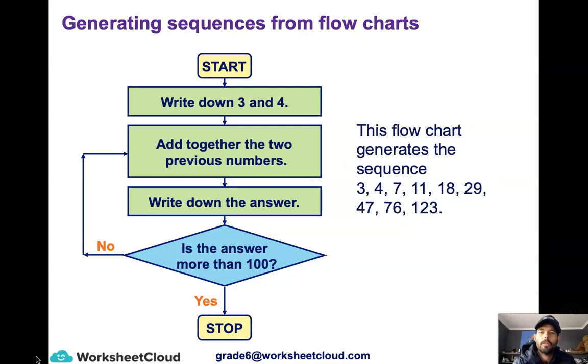So if you wrote down 3 and 4 and you added them together, you would have got 7. That's less than 100. So you would have continued to add 7 and 4, which gives 11, less than 100. Then 7 and 11 to 18, also less than 100. And you would have continued until you got to 47, add 76. That would have got you 123, and that's where you would have ended. Again, a finite sequence. Looks like there are 9 terms in it, all separated by commas.